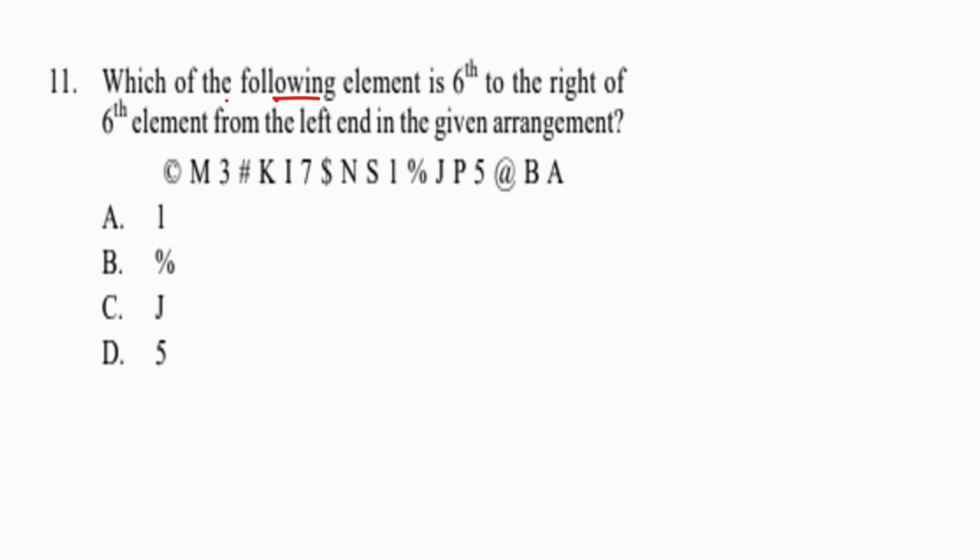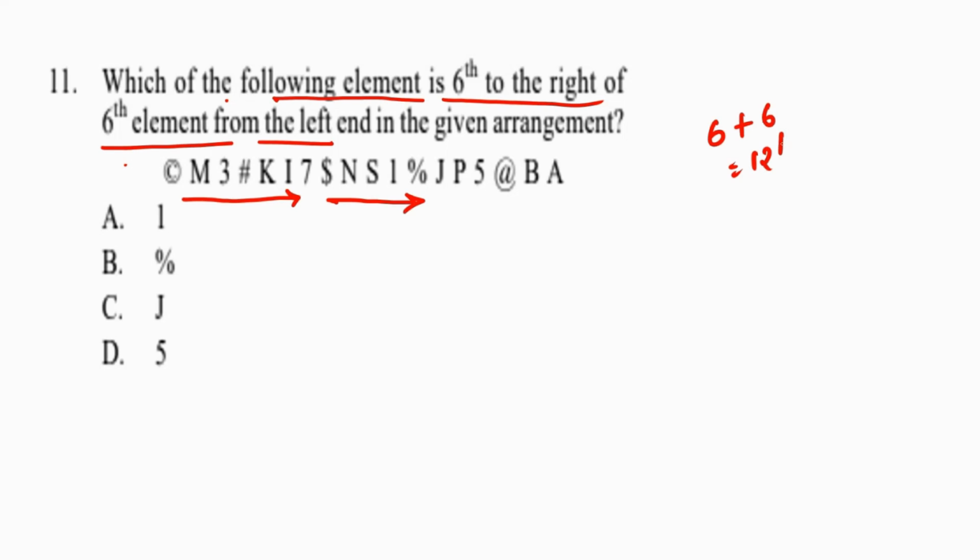Which of the following element is sixth to the right of the sixth element from the left? Sixth from the left and further sixth to the right of that means basically 6 plus 6, 12 from the left would be our answer. 1, 2, 3, 4, 5, 6, 7, 8, 9, 10, 11, and 12. So the percentage symbol, option B, is the required answer.